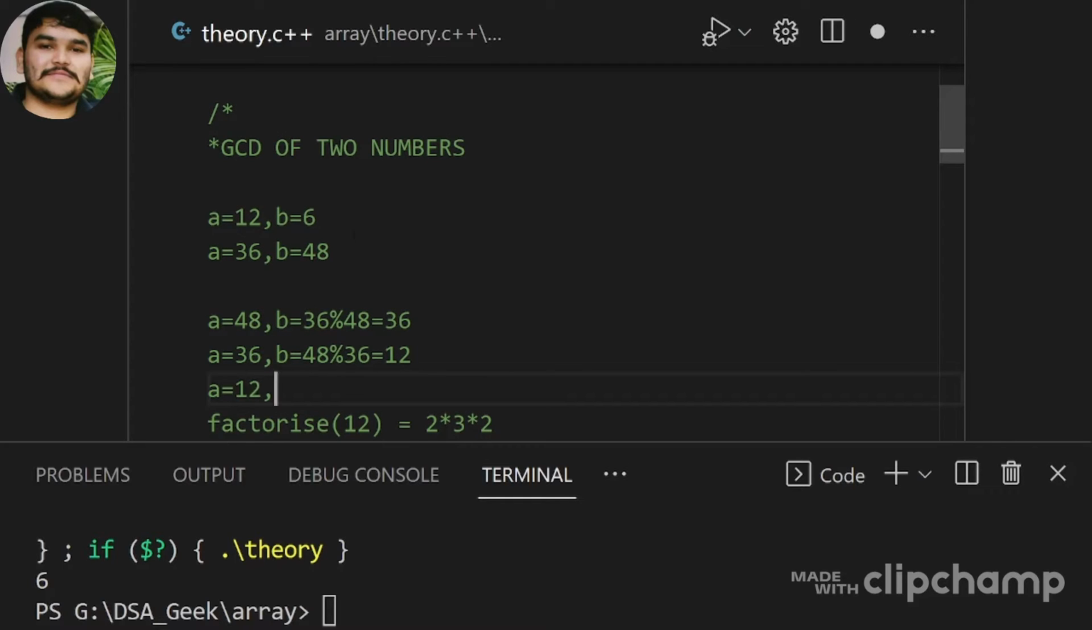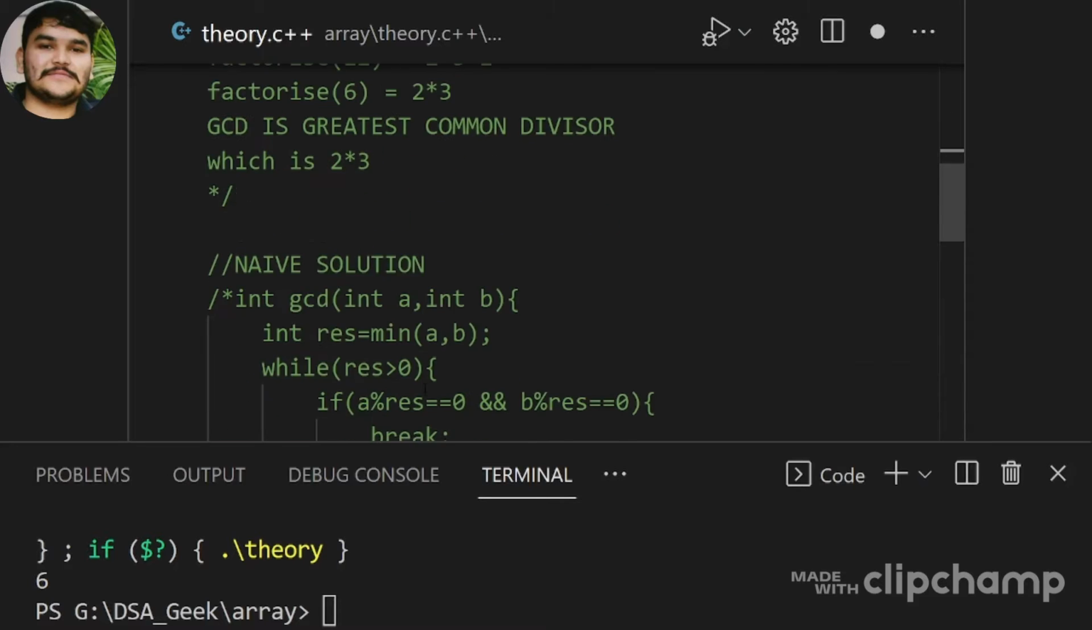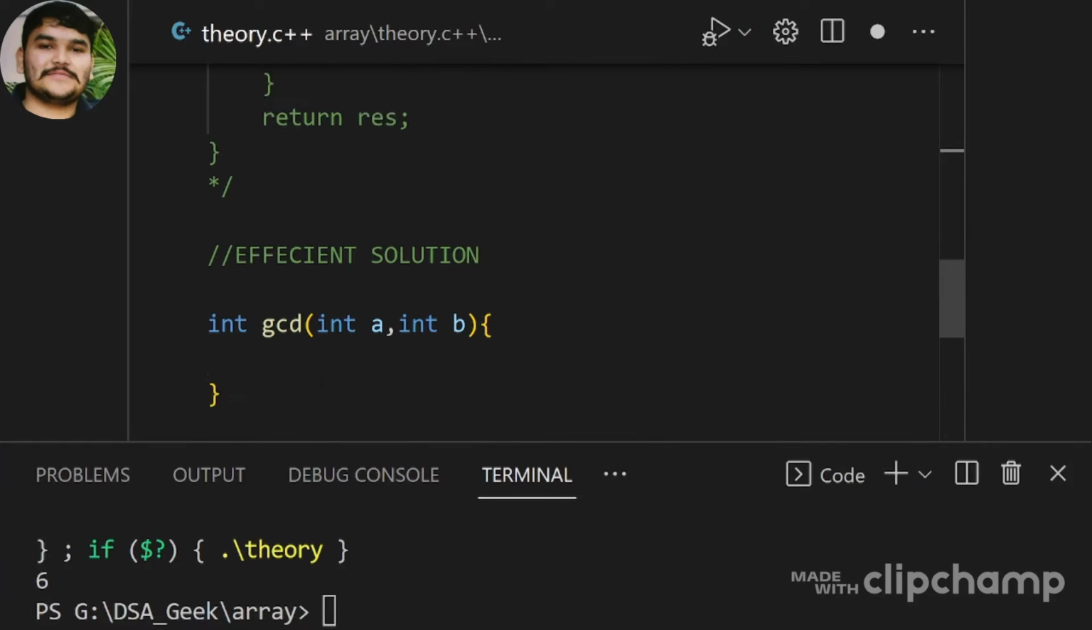A is 12 and B is 36 mod 12. Then I'm getting the remainder as 0. That means 12 is my GCD. So let's code it first.